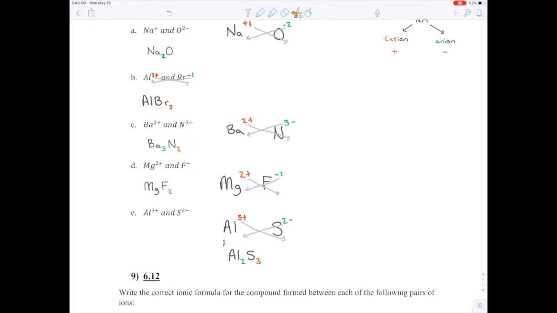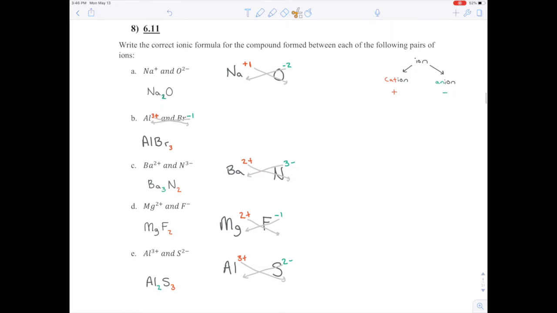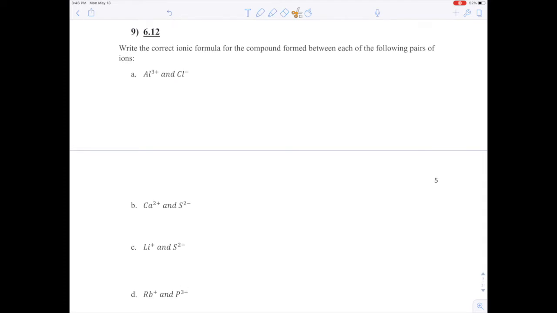And so that ratio of aluminum to sulfur atoms would give you a charge that's overall 0. And so those would be the correct ionic formulas for the compounds formed between those ions. That's exercise 8, and exercise 9 is essentially the same thing.